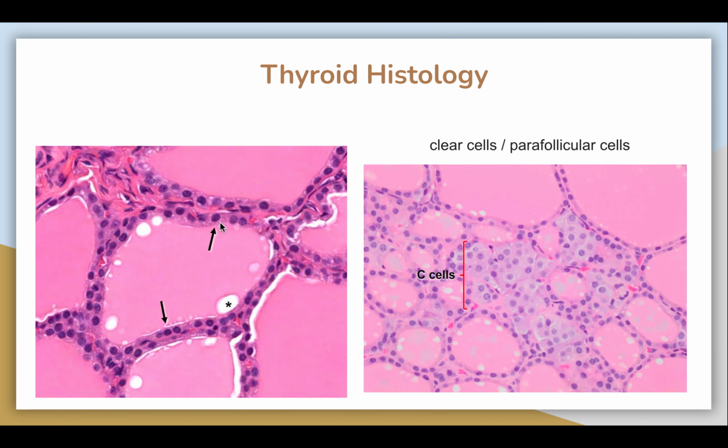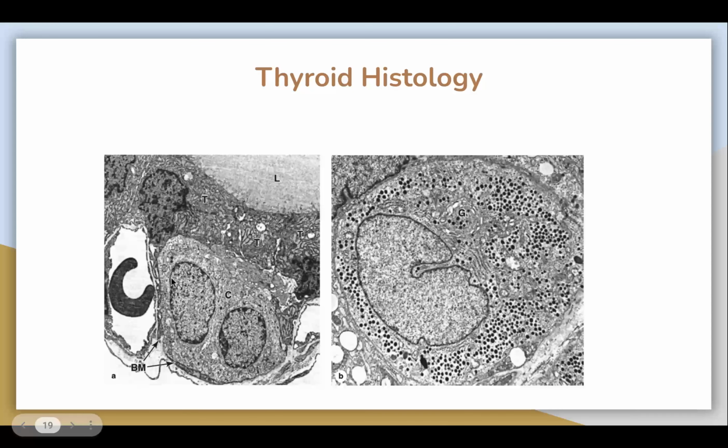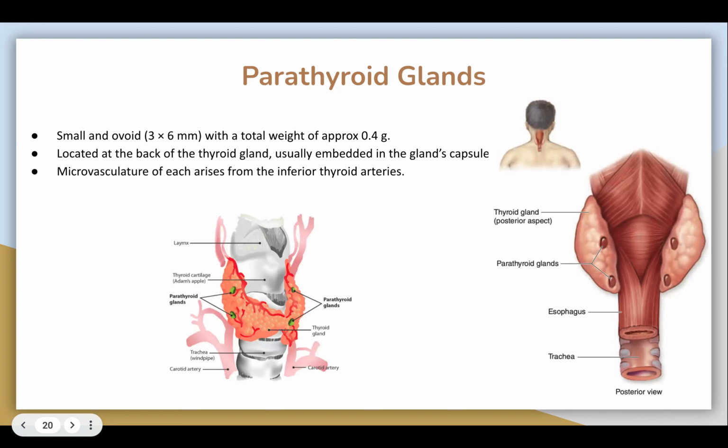So you have these simple cuboidal arrangement with the colloid within the follicle. And these paler staining cells, you call them clear cells or parafollicular cells, and they are responsible for the production of calcitonin. On electron micrograph, you will see the thyroid follicular thyrocytes.